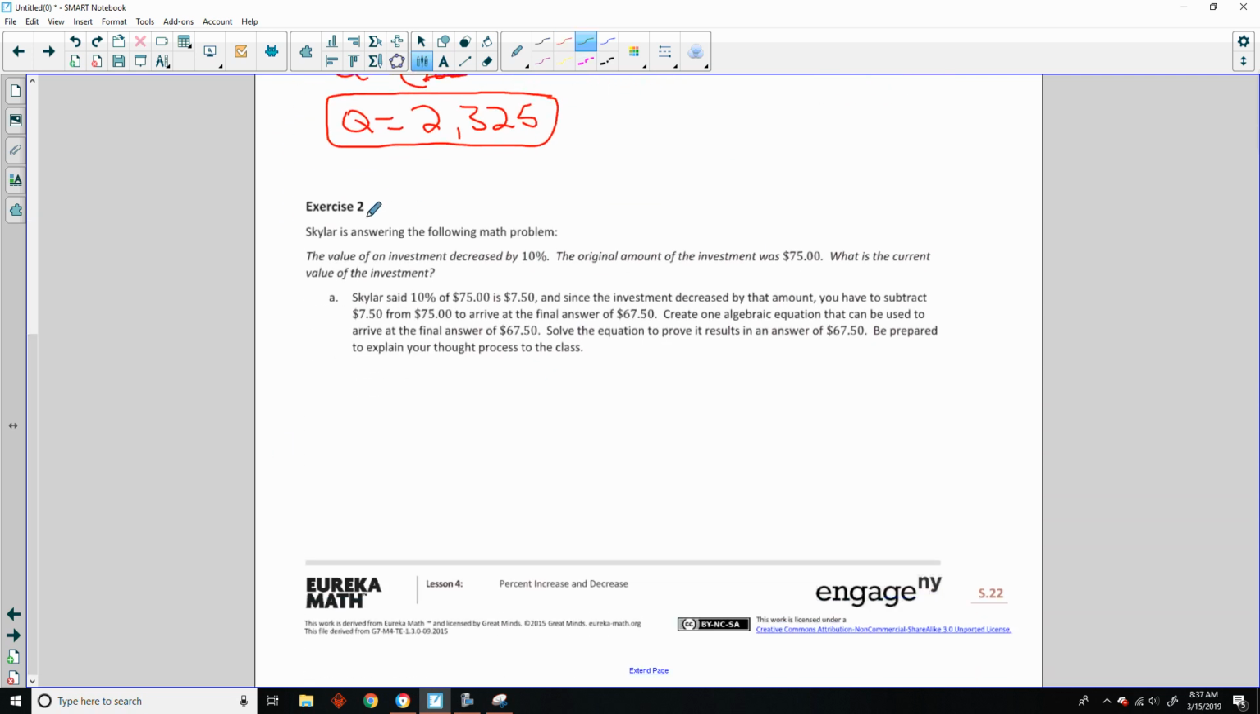All right, exercise 2. Skylar is answering the following math problem. The value of an investment decreased by 10%. The original amount of the investment was $75. What is the current value of the investment? Okay, here we always want to assign a variable. So let F equal the amount of final investment.